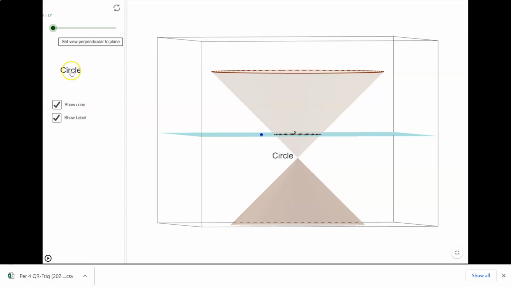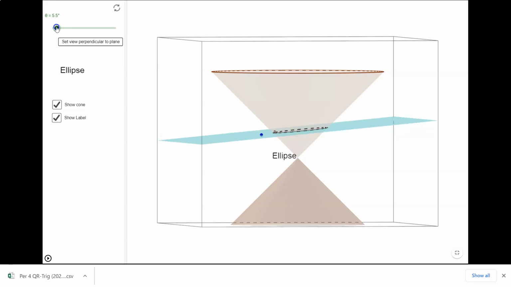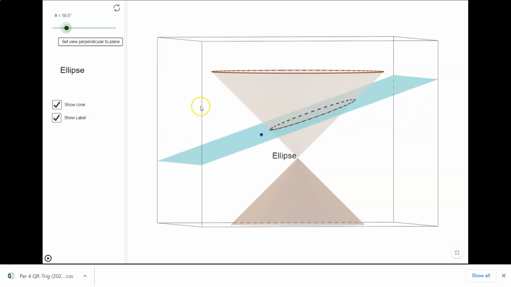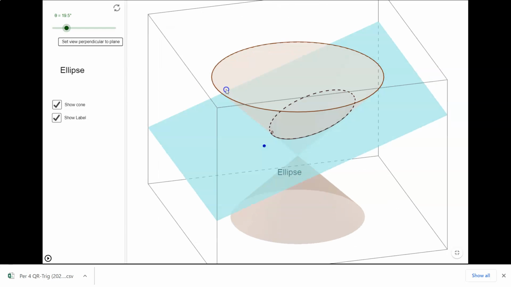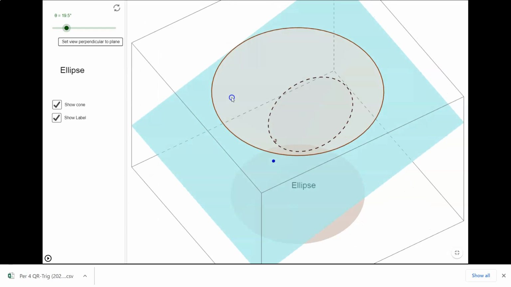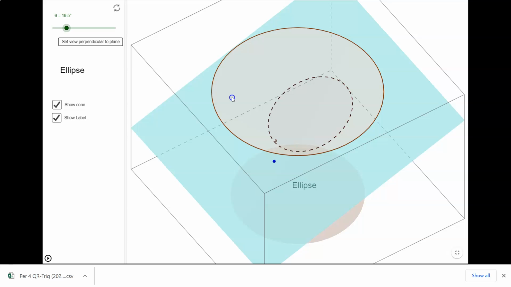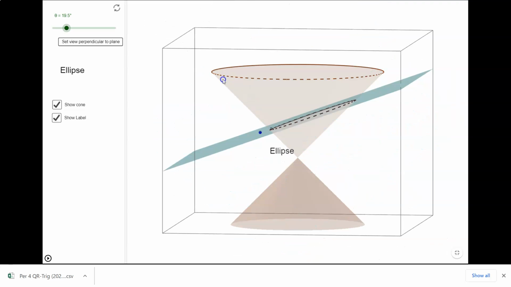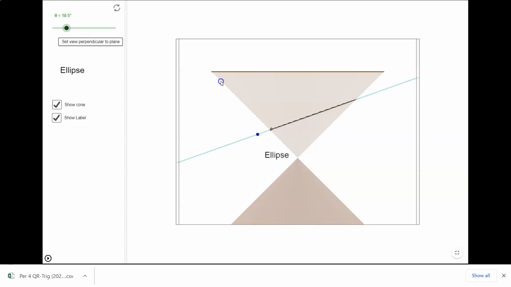Okay, an ellipse is if instead of cutting it parallel to the top and bottom, I cut it at an angle, like this. Now, when I look at the piece that's left over, it's an oval. That's called an ellipse. Okay, so an ellipse is a conic section.